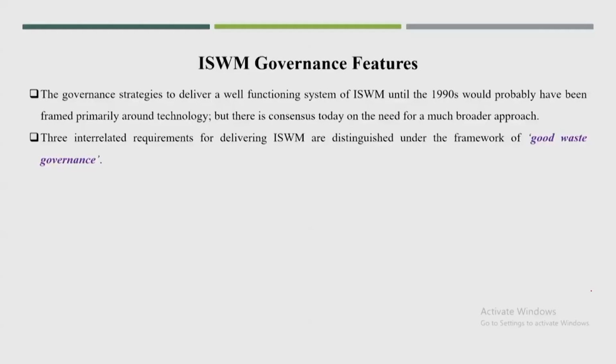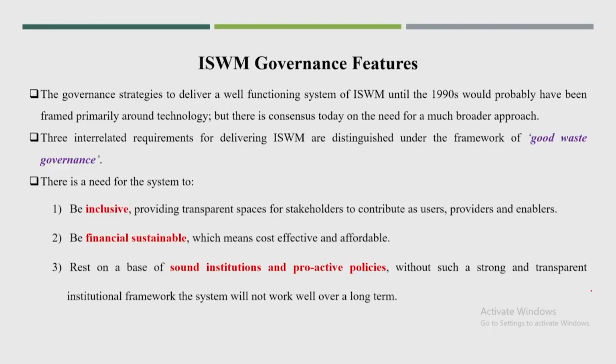So for good waste governance, there are three major governance features. First is inclusive, providing a transparent space for the stakeholders to contribute as users. Next is financial sustainability, and third is sound institutions and proactive policies. Now, whatever plan you make should be inclusive. What is the meaning of inclusive? It means it should be contributed to by all the stakeholders. This is one of the very important points.